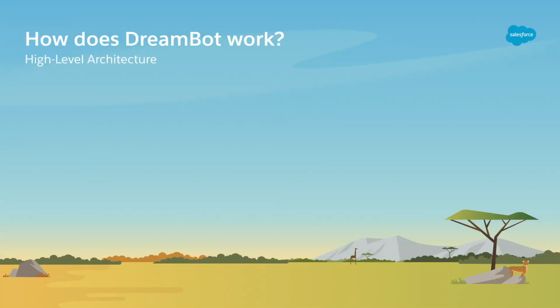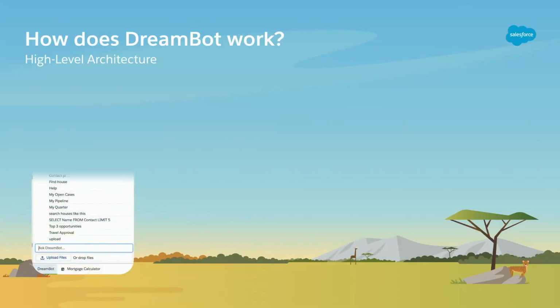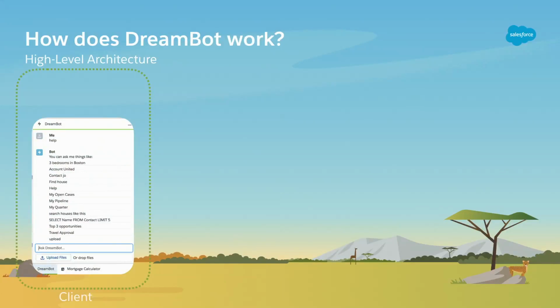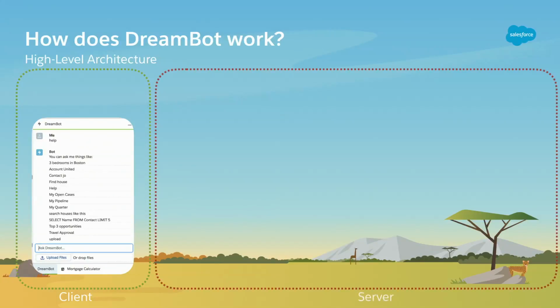So let's decompose the DreamBot app into simple, understandable chunks, which will help you as we're using the interactive debugger. The first thing is that you realize that DreamBot works this way. There is a client component, as you can see on the left-hand side of the screen, and there's a corresponding server component on the right-hand side of the screen. The DreamBot app is actually powered by a Lightning component underneath it. This Lightning component is called bot component, and it makes an Aura action call over to the server.